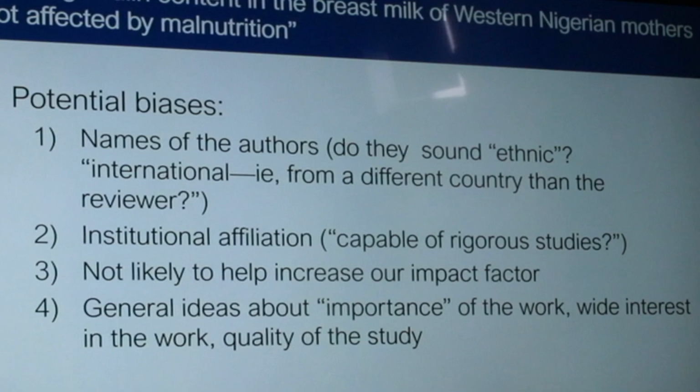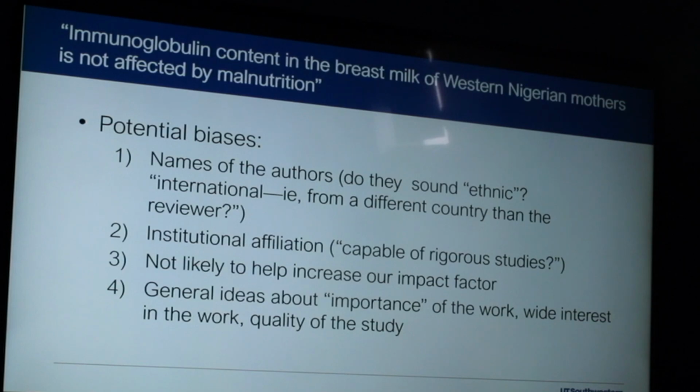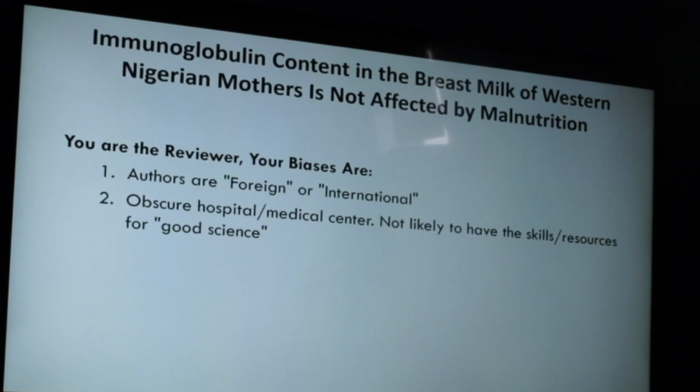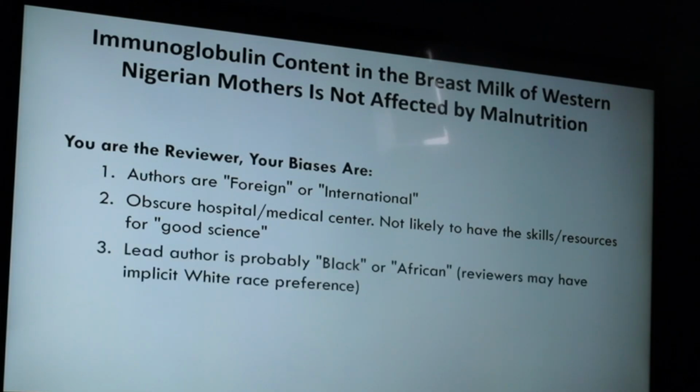So your biases might be that the authors are international, that this is an obscure medical center. They're not likely to have the resources to do good quality science. Those names sound like they belong to people who are black, right? Black, Nigerian, and we don't know Nigeria to be a place that does high quality research. At least this might be what you're thinking. And again, protein analysis of milk samples, not very elegant research in 2020s. That's kind of 1990s level research. These might be things that before you even begin reading the paper are negatively biasing you.